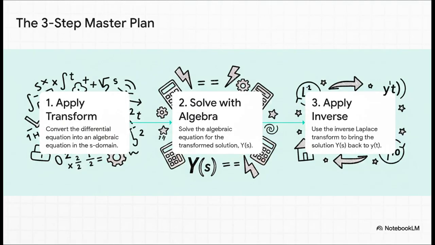So this gives us this beautiful, simple, three-step master plan. Step 1, you transform the entire ugly differential equation into the s domain. Step 2, you just use basic algebra to solve for the answer, which we'll call Y of s. And step 3, you bring that answer back home.